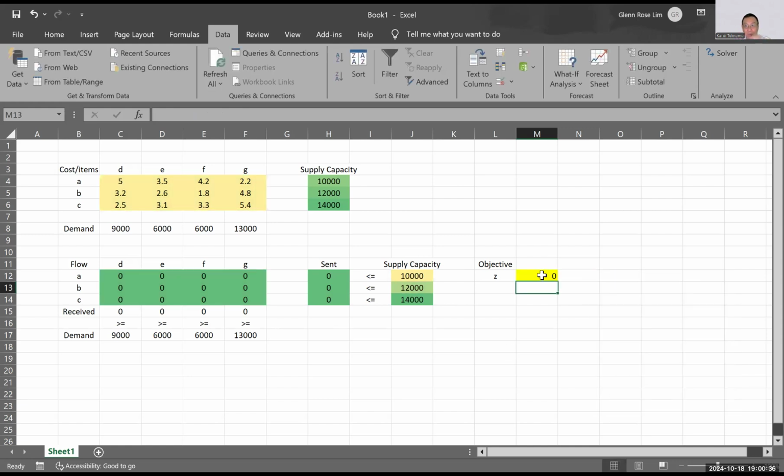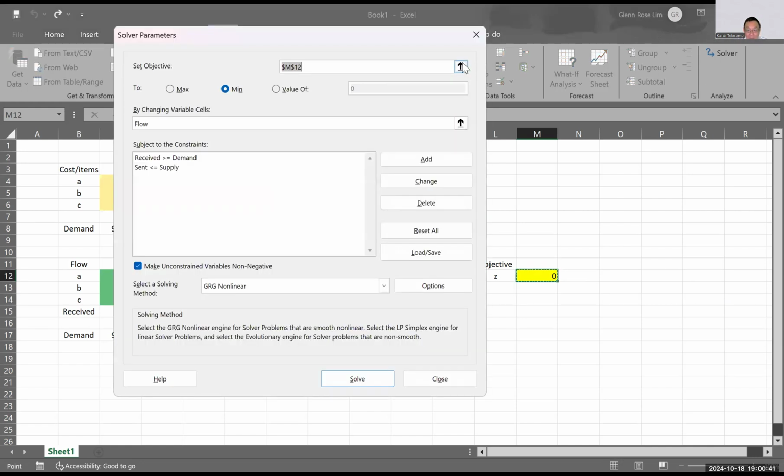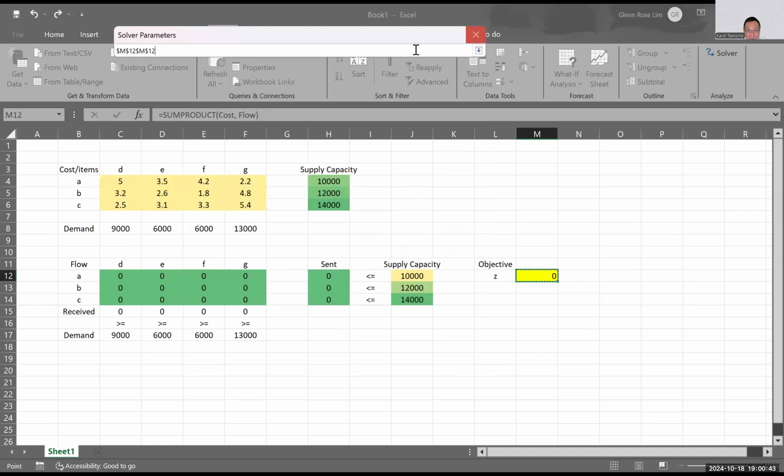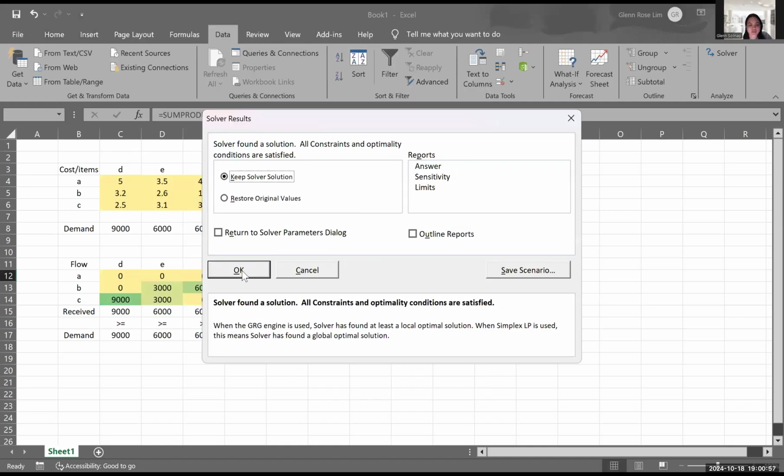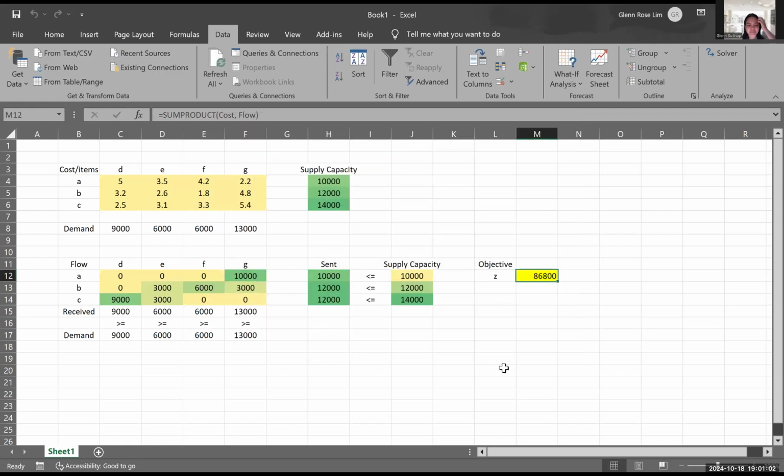Okay, good. Now you go to solver. Now set objective is, you can keep name or this one. And then the flow for, okay, good. Solve. Okay, good. I missed the sum part in the sentence I received, right. Sorry. Thank you, sir.